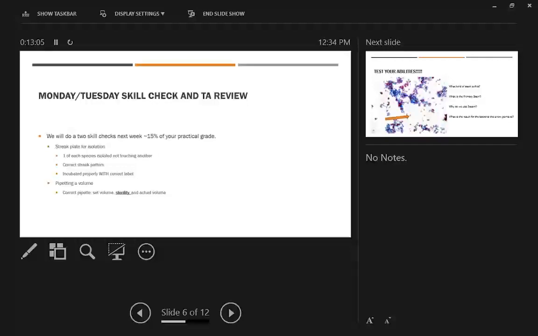How this is going to break down. On Monday, you guys will do a skill check, 2 skill checks. One, you guys will get a plate with a mixed broth. The mixed broth is not going to be the same bacteria that we used last time. It's going to be 2 different bacterium.